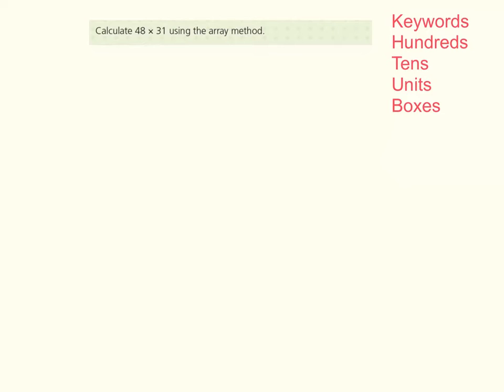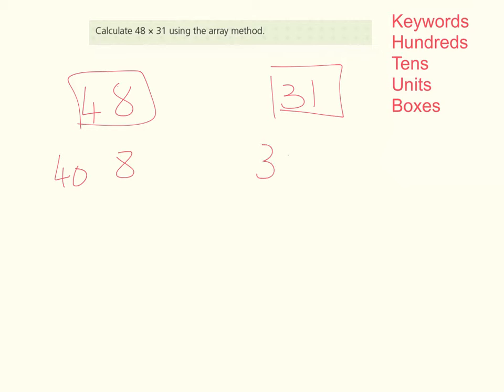The first number we're looking at here is 48. If I was to split that into tens and units, that would be a 40 and an 8. The next number I'm dealing with is 31, and if I was to split that into tens and units, I'm going to split it into a 30 and a 1.